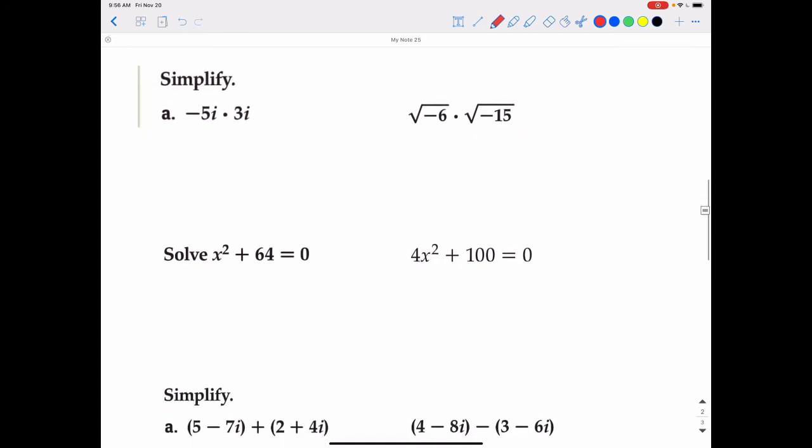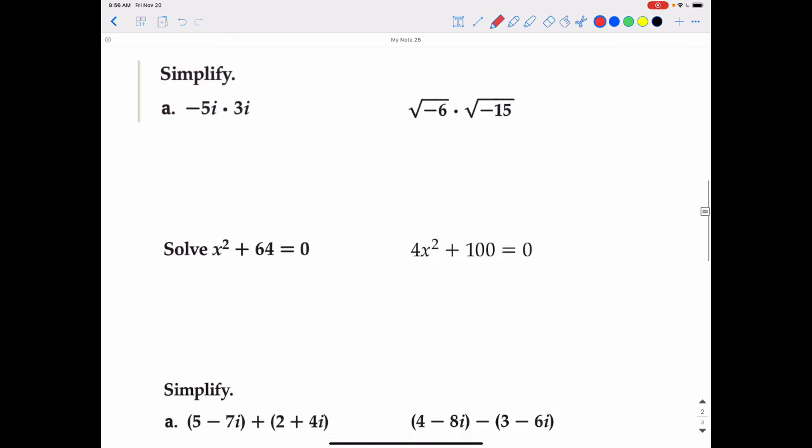So knowing how to deal with powers of i, we can now simplify some multiplication questions. How would you simplify -5i times 3i? Well, you just multiply the numbers and multiply the i's. So that would be -15, and i times i is i squared.